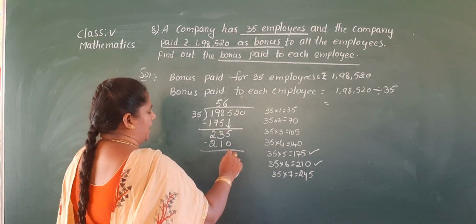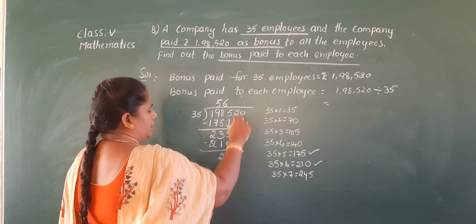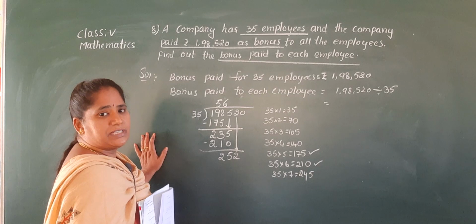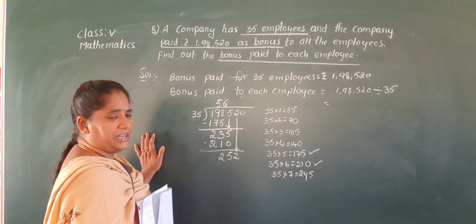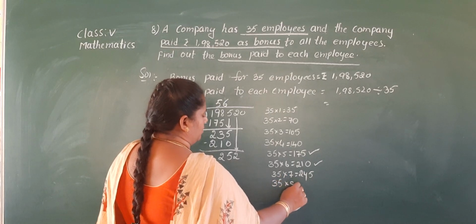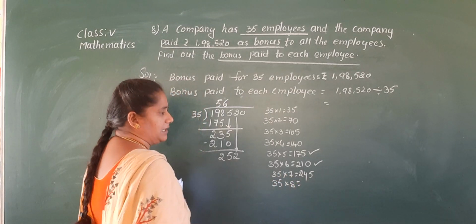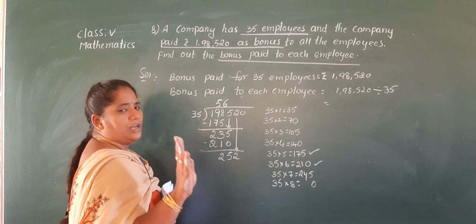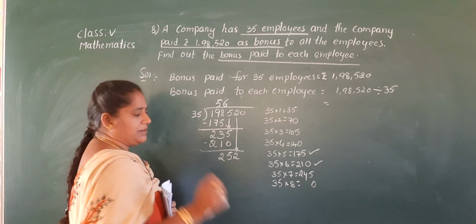210. Yes, 5. 3 minus 1 is 2. Now take down 252. Which is the nearest number to 252? Yes, let us see. 35 into 8. 8 5s are 40. 4 in hand, 0 is down. 8 3s are 24. 25, 26, 27, 28.